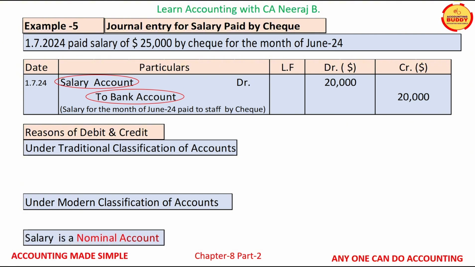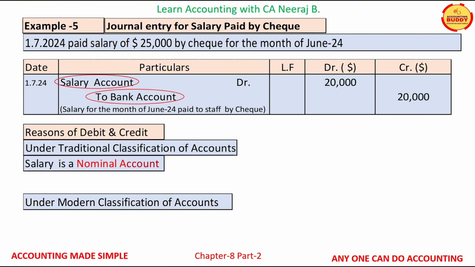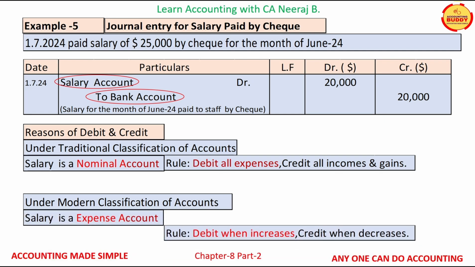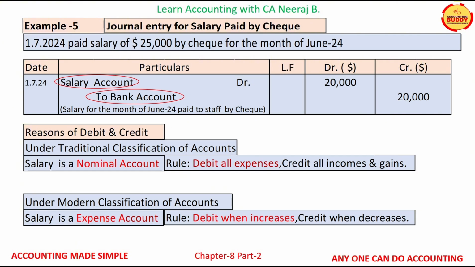Salary is a nominal account under traditional classification of accounts. The rule of nominal account is debit all expenses and credit all incomes and gains. Therefore, salary being a business expense is debited in this transaction. Under modern classification of accounts, salary is an expense account. The rule of expense account is debit when increases and credit when decreases. In this transaction, salary expense is increasing, therefore salary account is debited.